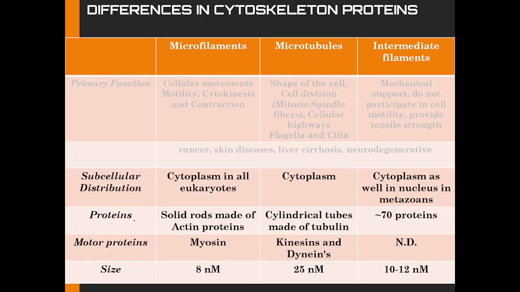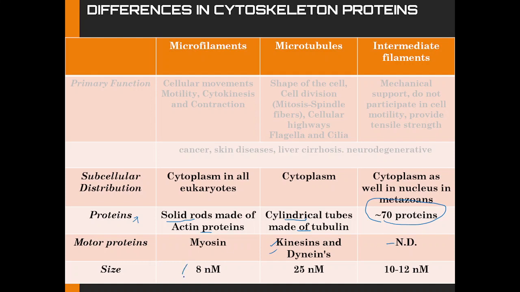If we look into the proteins which are made, microfilaments are like solid rods made up of actin proteins. Microtubules are cylindrical tubes made up of tubulin protein. And intermediate filaments are like a scaffold of proteins, around 70 proteins. The motor proteins which help in the movements, like for this cargo, as you can recall from the first picture I showed you, is myosin, and for microtubules it is kinesin and dynein. In the case of intermediate filaments, it is not defined.